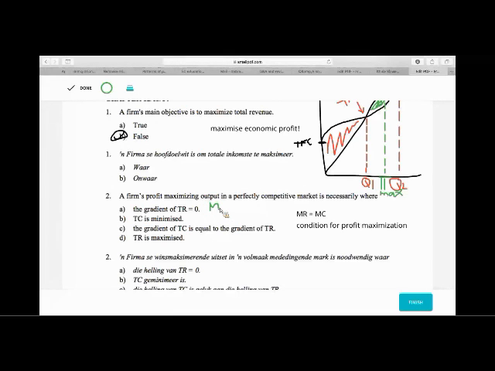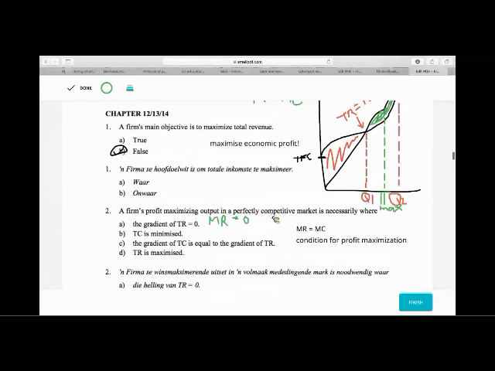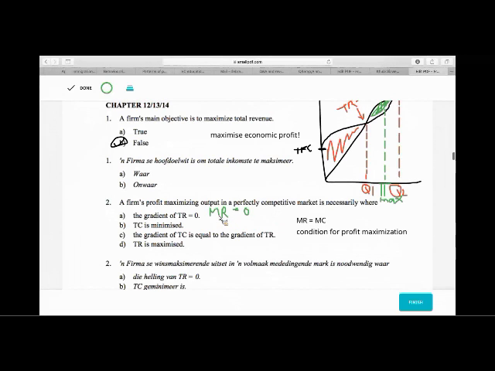Okay? So total revenue is 0 when there's absolutely no marginal revenue being made, and in perfect competition, because price is marginal revenue, that would mean you have a price of 0. And that can't possibly be true. It can't possibly be the case that you are producing where price is 0. Okay, so A is incorrect.